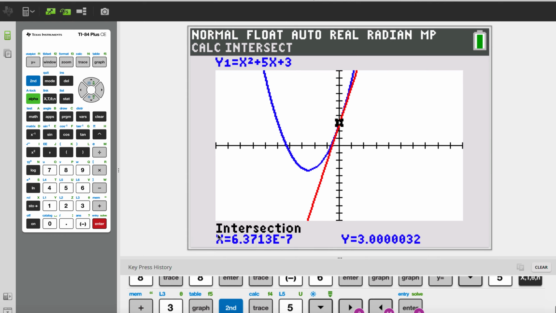So my answer for the intersection is 6.37e-7, and 3. So it's pretty easy. You see how convenient it is? And now this is the third skill. I think everybody will follow me on this. So you guys should understand how we find the intersection. And now we're going to do our fourth skill, which is how do you find the minimum point.